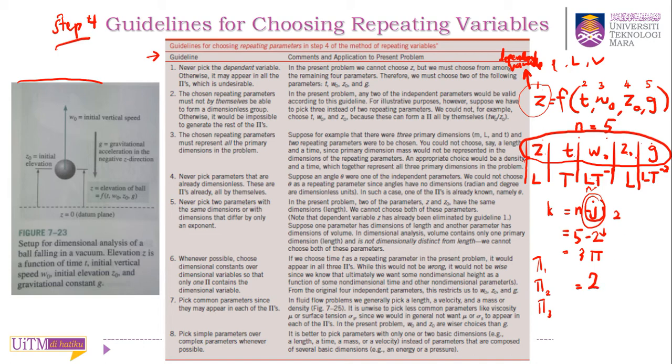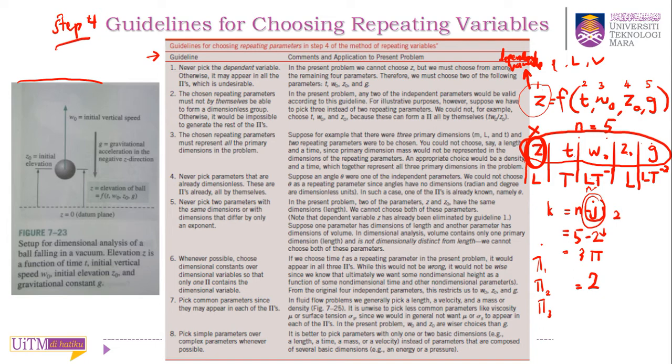How do we choose? These are the guidelines. Number 1, never pick the dependent variable. This is the dependent variable, Z. So you cannot choose it. Never ever pick the dependent variable. That is the first guideline. That leaves only 4 parameters: T, W0, Z0 and G. But you need to choose only 2 because your j number is 2.